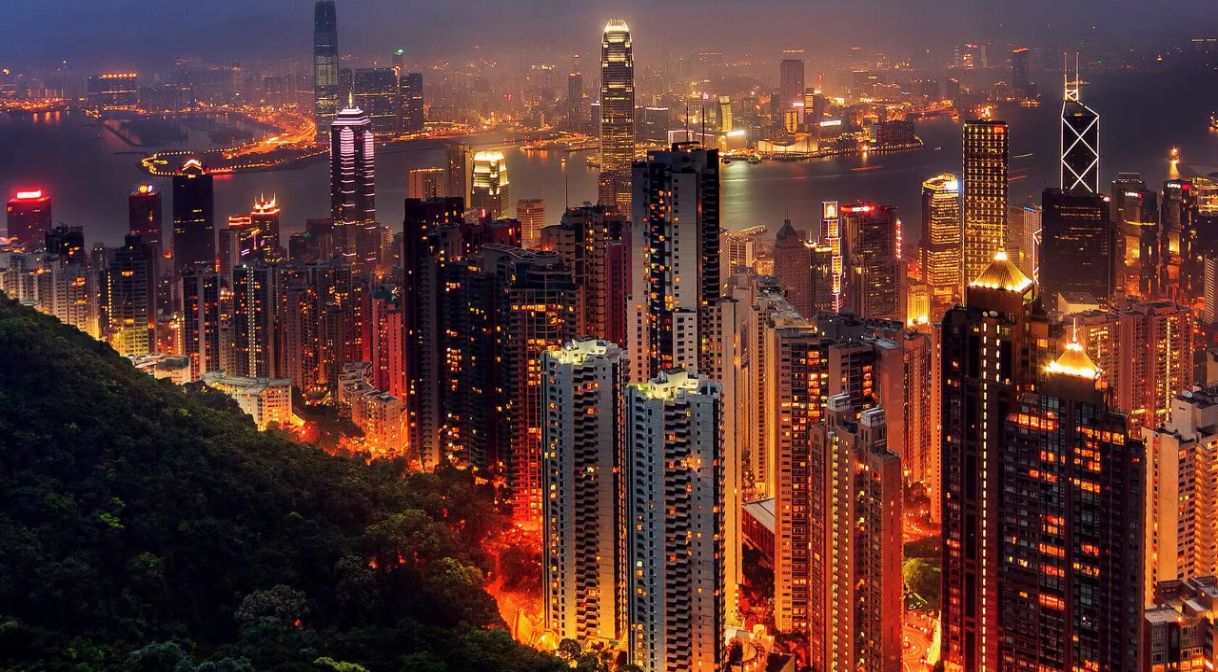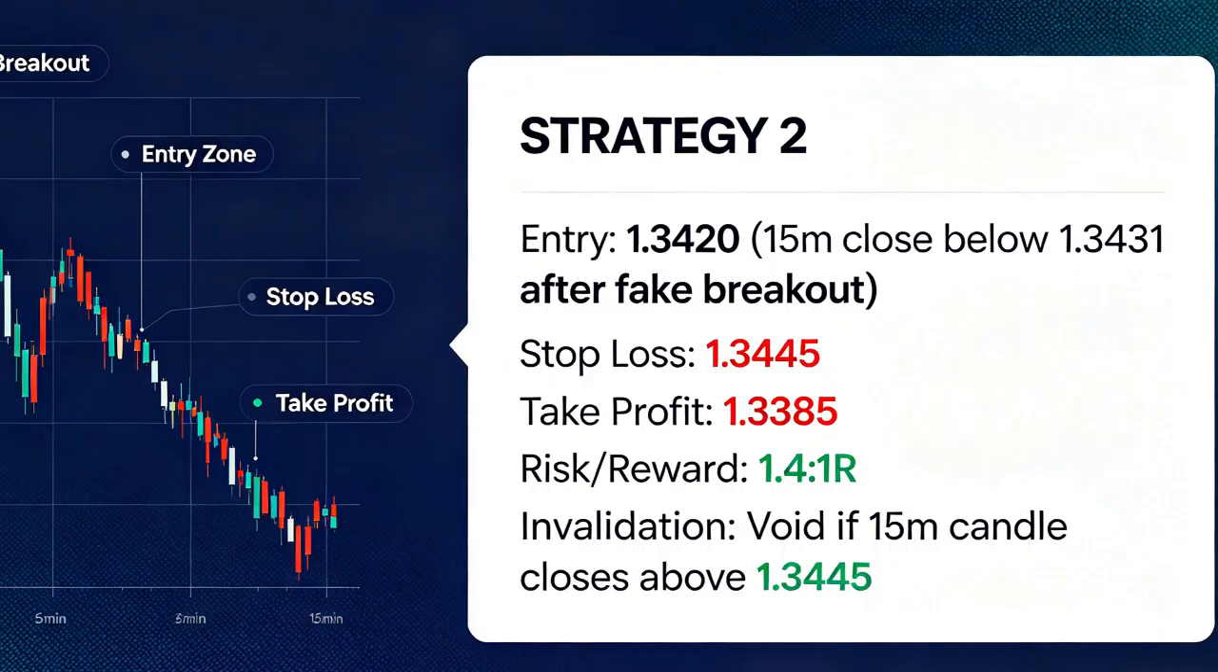The opening scalp entry, 1.3425, bearish engulfing at 1.3431 resistance. Stop loss, 1.3440. Take profit 1, 1.3400. Take profit 2, 1.3376. Risk-reward, 1:3.2R to TP2. Invalidation: void if 5M candle closes above 1.3431.